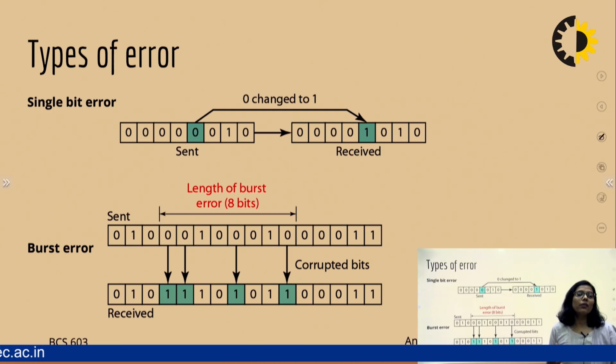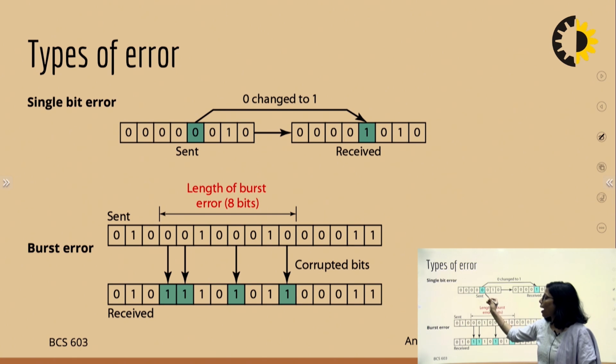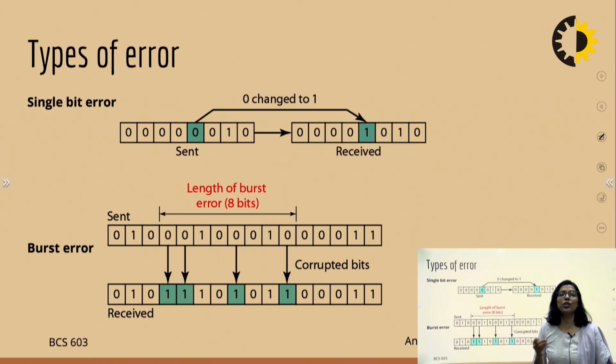The various types of error that we can witness start with single bit error. Suppose a frame is nothing but a set of bits. If I have sent 0 over here, and at the receiving side I have received 1, this is called a single bit error, when only 1 bit is changed. Burst error means that we are changing many bits. Here you can see the change in all these 4 bits. So this is known as burst error.